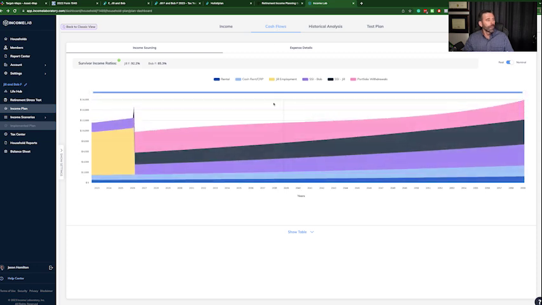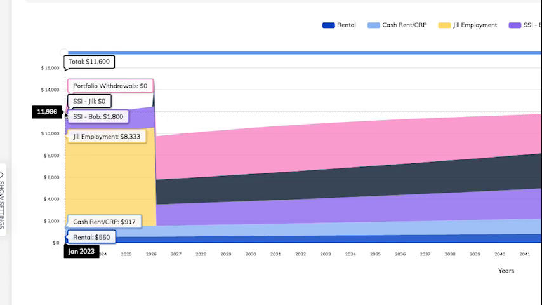So let's take a little bit of a look at their cash flows. Currently, Jill's still working. If you go down from top to bottom here, if they wanted to spend this much, they could start spending a little bit more today if they wanted to. But currently we have portfolio withdrawals at 0, Jill's SSI at 0, which is Social Security income. Bob's making about $1,800 a month. Jill's making about $100,000 a year, which is $8,333 per month. And then we have some rental income for $917 and $550 right there.